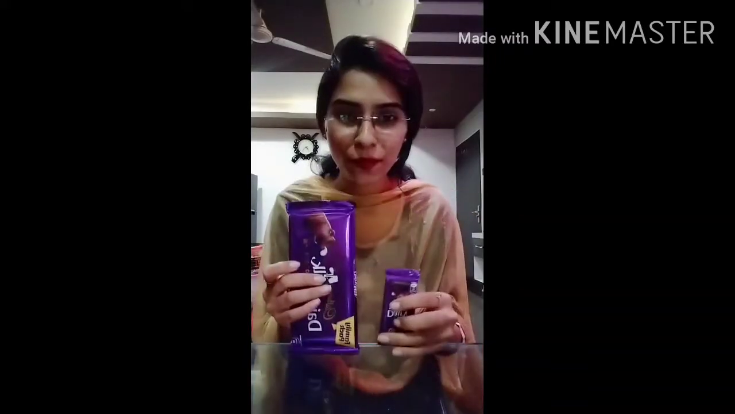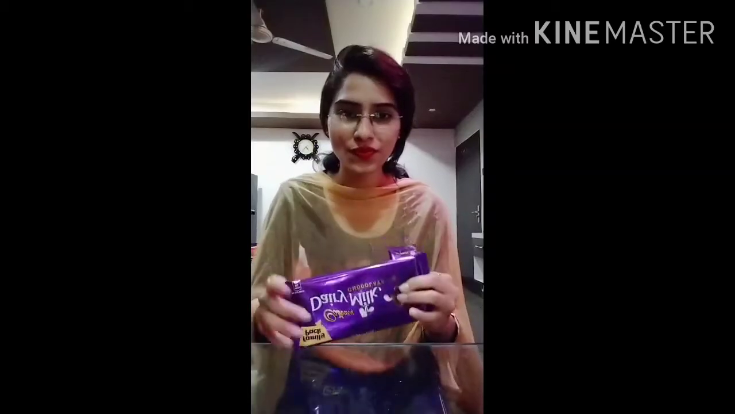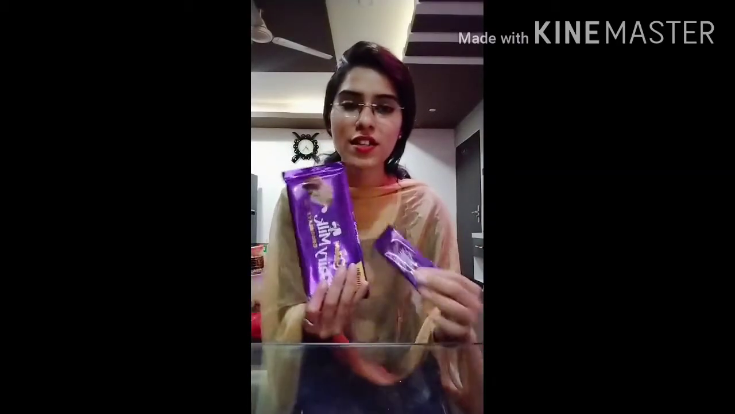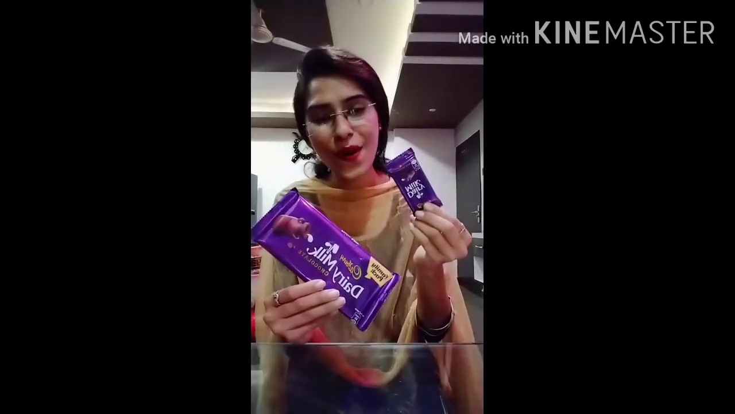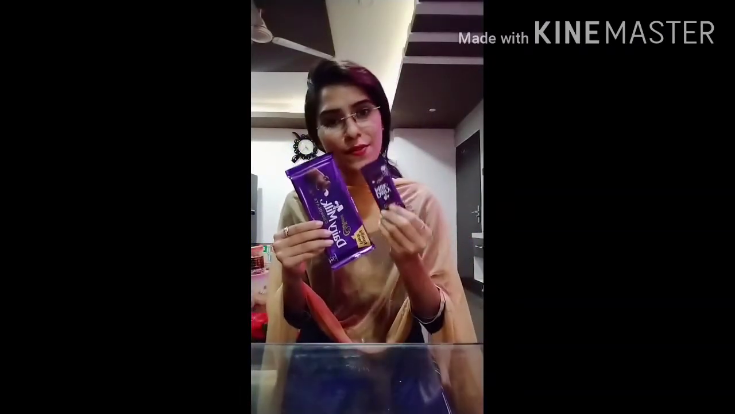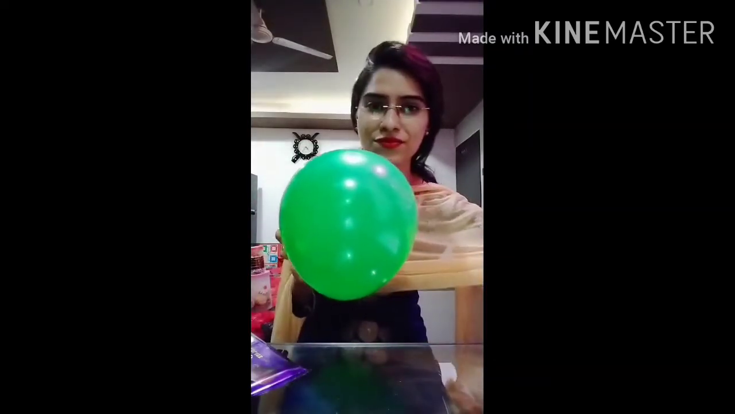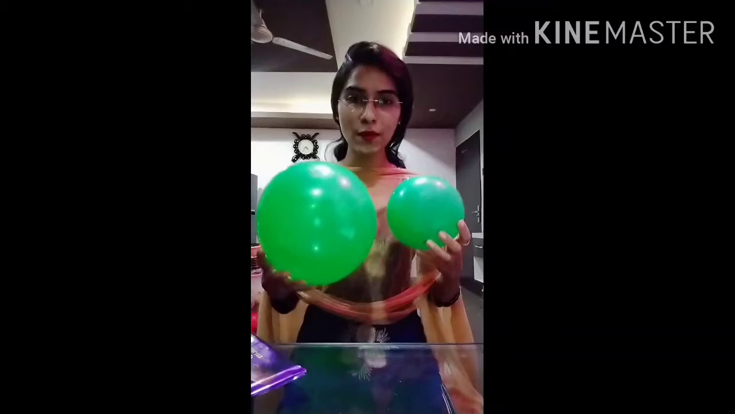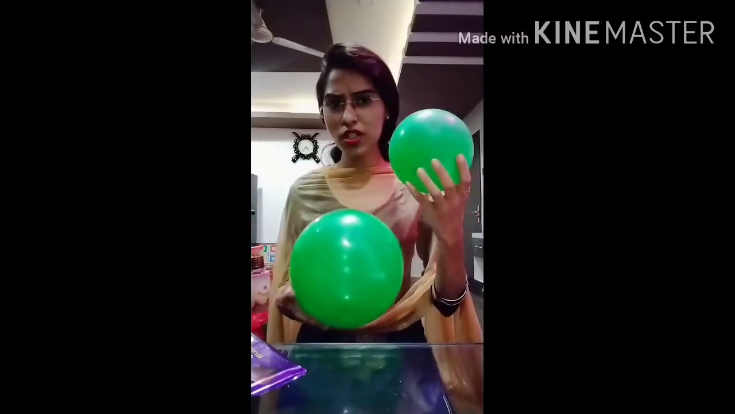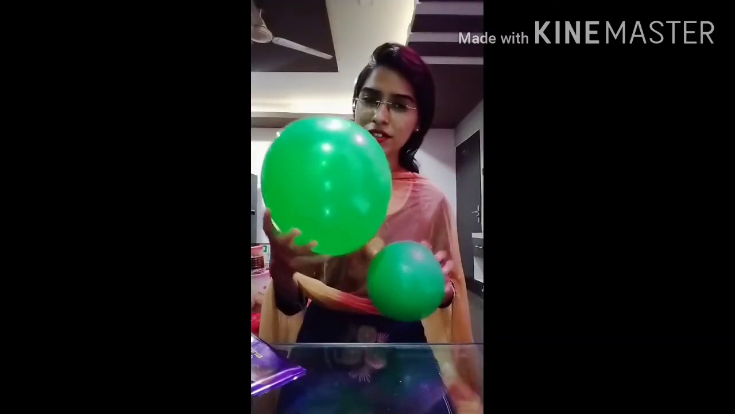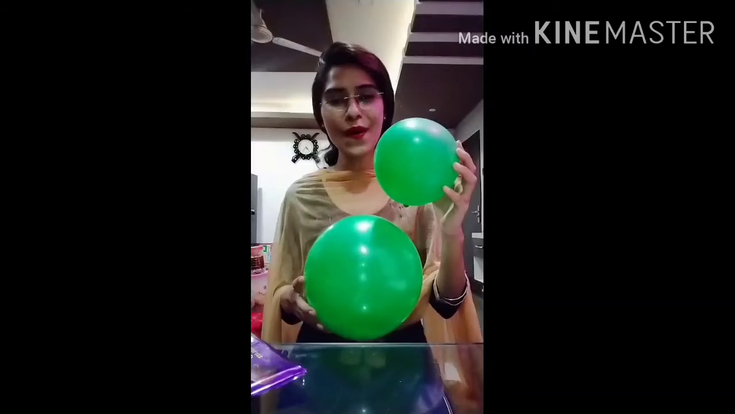Wow. Yummy chocolates. Look. See the difference? This is big and this is small. Balloons. Wow. You like it? See? Tell me which one is big? This one is big and this one is small. Big, small. Yes.